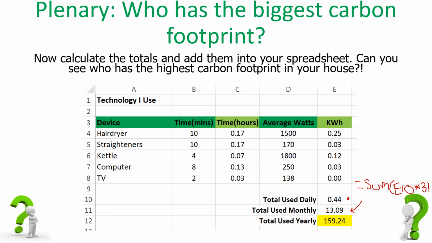Okay. What you're then going to do for the total used yearly is do the exact same, follow those same steps. However, you're going to multiply that monthly total by 12 because there's 12 months in the year, obviously, and that is then going to give you the total used yearly. And that value that you see, so here in this example, 159.24 kilowatts, okay, is 13.09 multiplied by 12, and therefore this value highlighted in yellow is my carbon footprint.